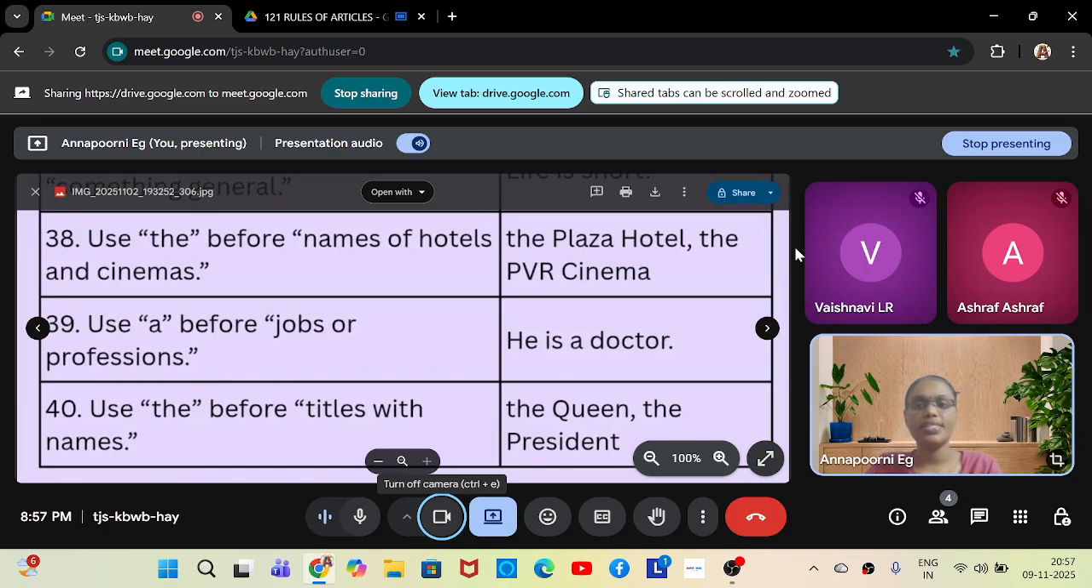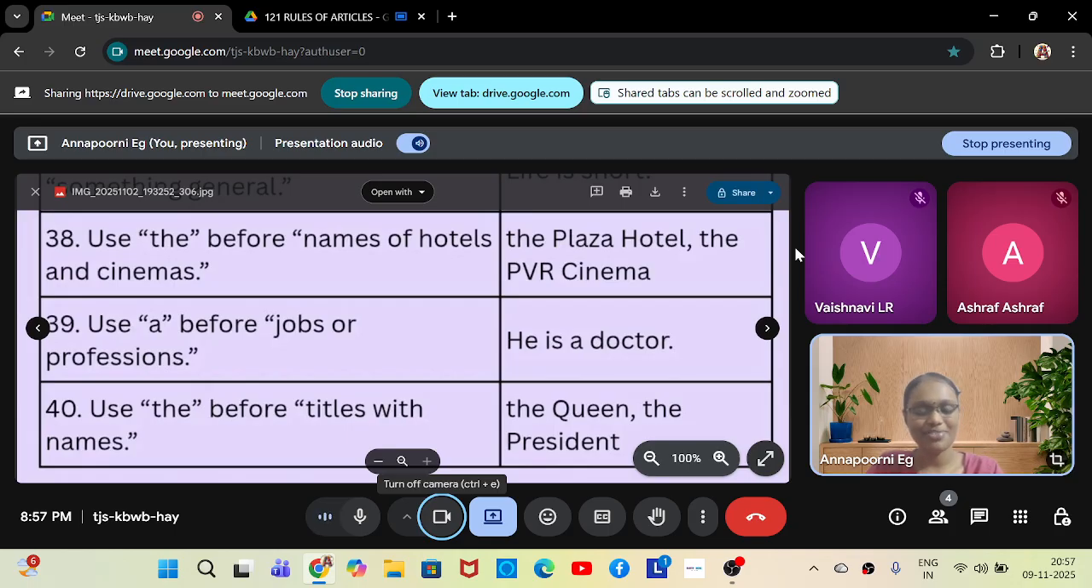Let me ask you, who is the Chief Minister of Kerala? So Shabna should tell that because Vaishnavi doesn't know the Chief Minister of Kerala. Chief Minister is Mukhyamantri. Who is the Chief Minister of Kerala? Pinarayi Vijayan is the Chief Minister of Kerala.